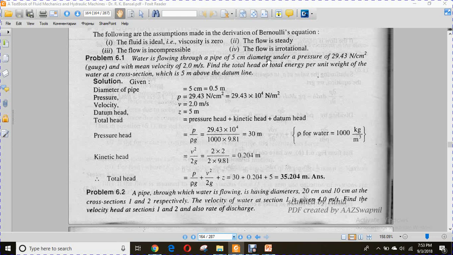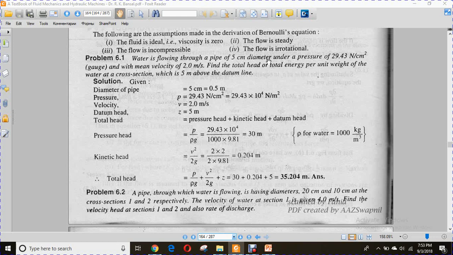Find the total head and total energy per unit weight of the water at a cross section. We have to find the total head, or the total energy per unit weight, that is one side of the Bernoulli equation, at a point 5 meter above the datum line. We can choose the datum line anywhere, at the bottom, at the mid, at the top, but it is more convenient to put it at the base, so it would be 5 meter above the datum line.